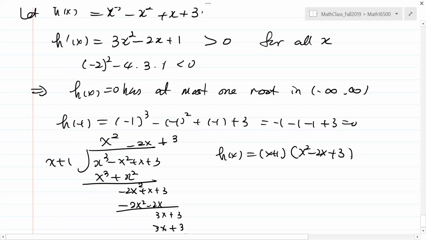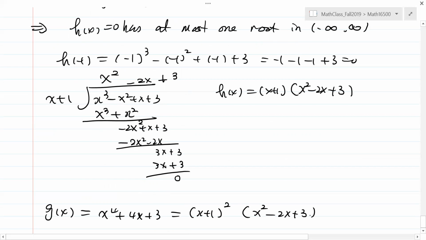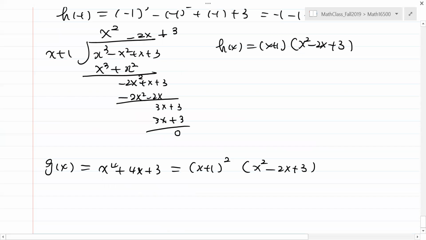Okay, so finally, we can understand the function g of x equals x to the fourth power plus 4x plus 3 equals x plus 1 squared, and x squared minus 2x plus 3. Okay, you're not able to factor this quadratic function again.